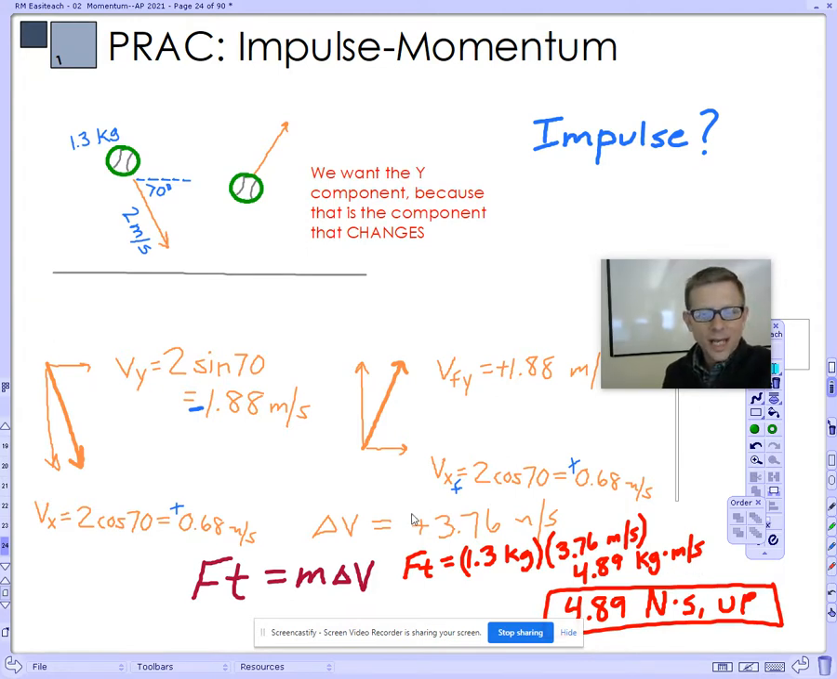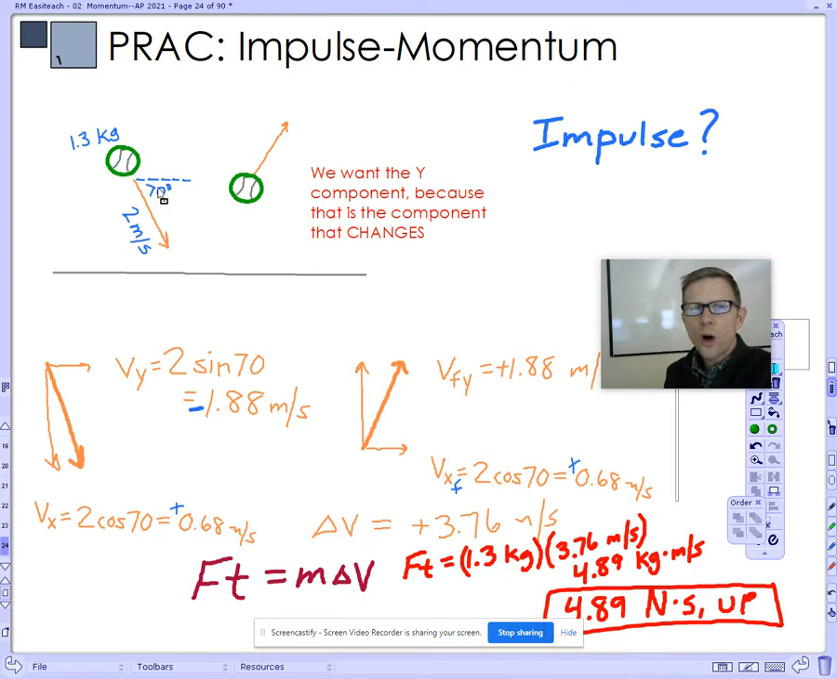The change in velocity vertically, though, was positive 3.76. Why was it positive? Because it went from negative to positive. Think about it like money. If you go from negative $1.88, like you're $1.88 in debt, and then you have $1.88, you gained $3.76. So I'm going to plug into Ft equals m delta v. You get 4.9 newton seconds upward.